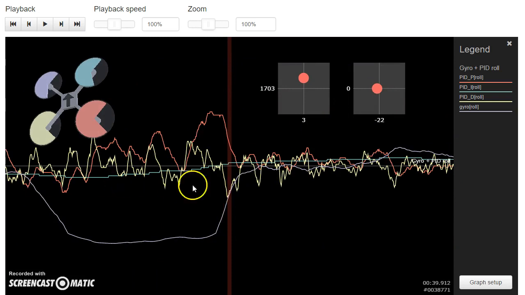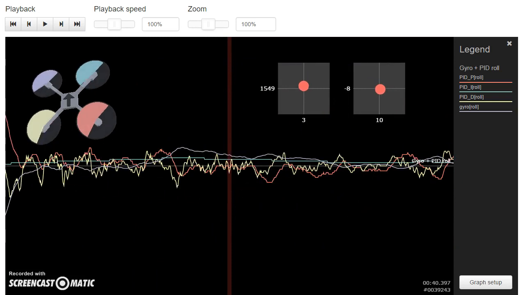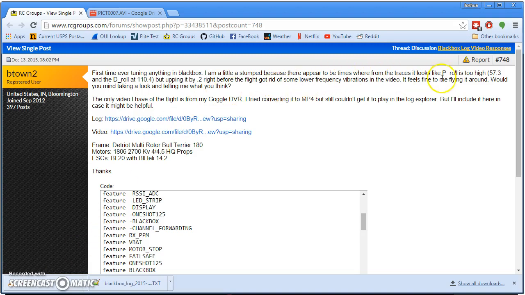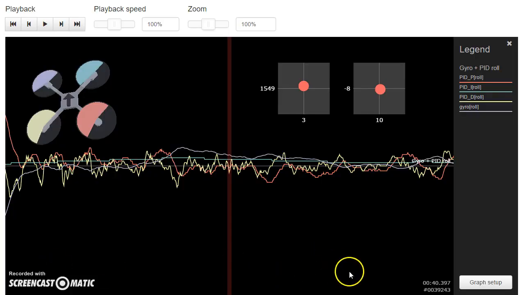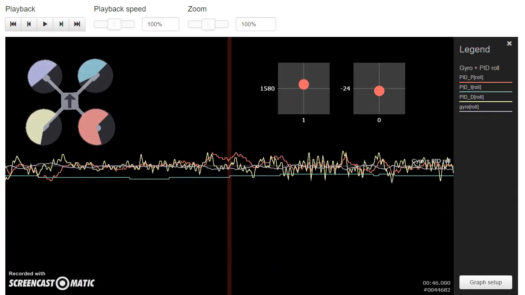I would like to see the P term come up. I don't see any signs of excess P term, P gain. You said it looks like P gain on roll is too high, for example, at 57.3. So let's go to 57.3 and see what we see. We're almost there. Hang on.